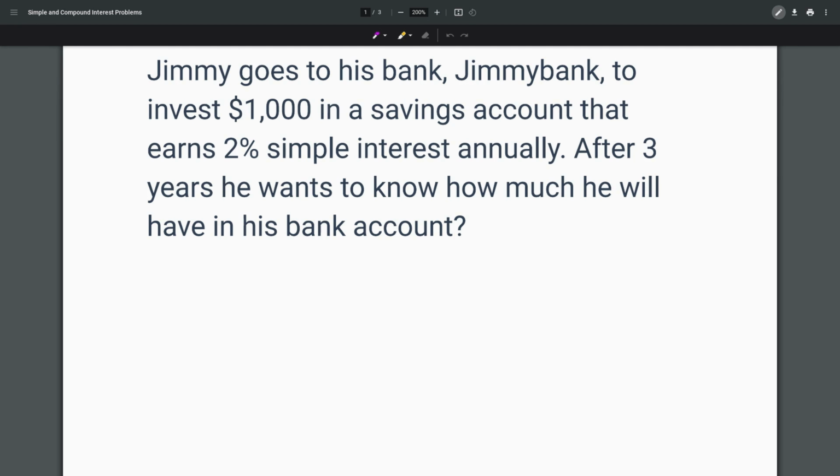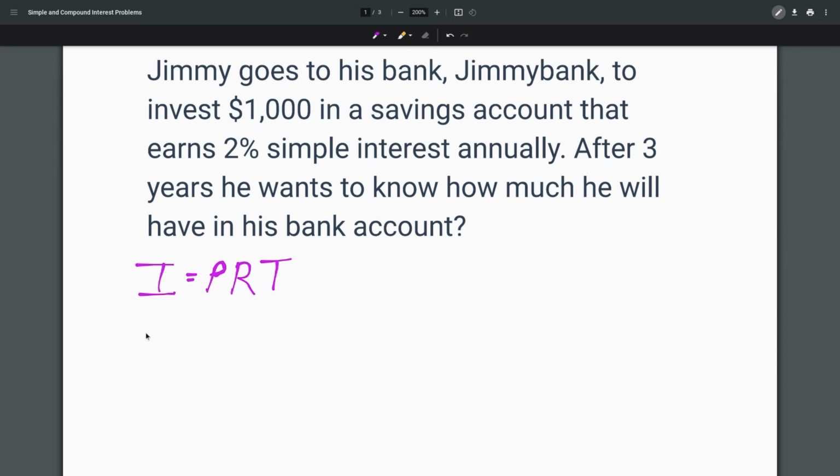So let's get started. Jimmy goes to his bank, Jimmy Bank, to invest $1,000 in a savings account that earns 2% simple interest annually. After 3 years, he wants to know how much he will have in his bank account. So the simple interest formula is I equals principal, that's the initial amount you invest, times the rate, that's the interest rate as a decimal, times the time, and that'll give me the interest, and then I'm going to have to add that to the principal to get how much he has in his bank account.